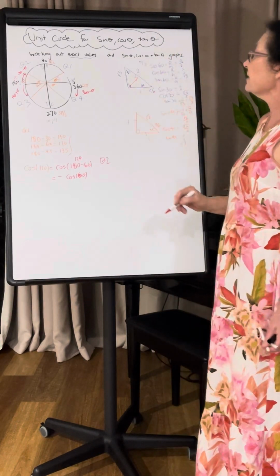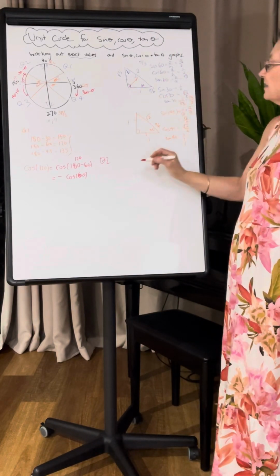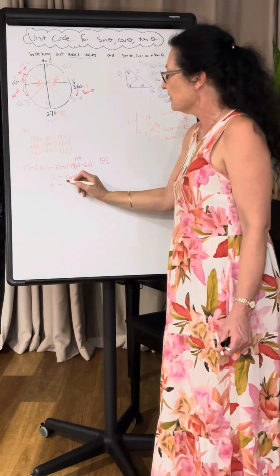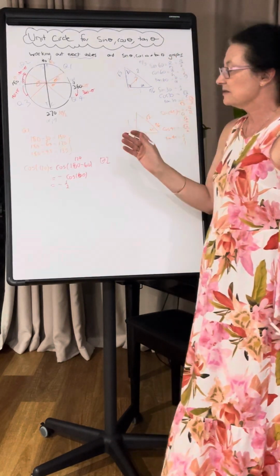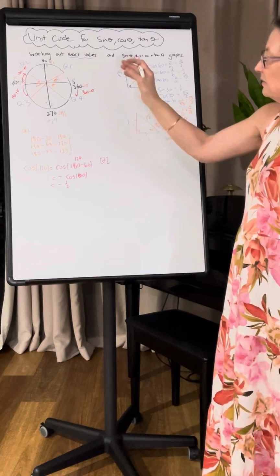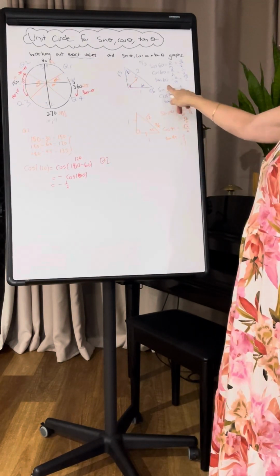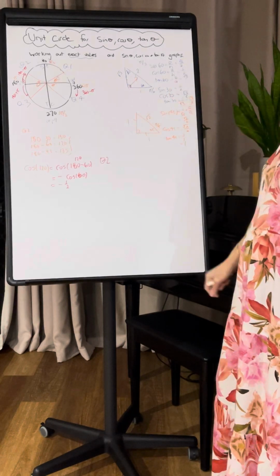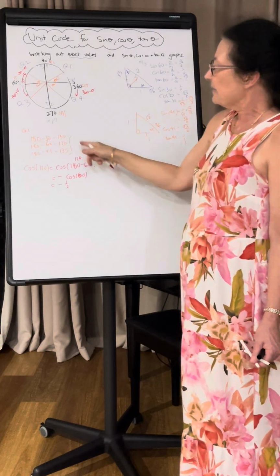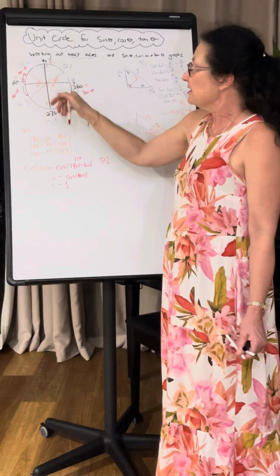So we just go back up to our exact value. We know that cos of 60 is a half. So the answer is minus a half. If it was sine of 120, it would be positive a half. If it was tan of 120, it would be minus root 3. So again, these values in the second quadrant.